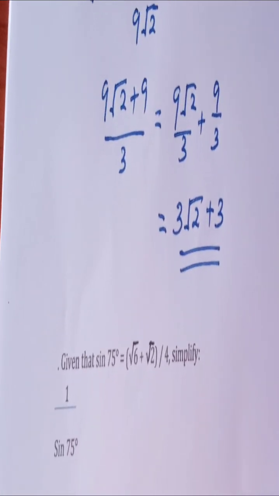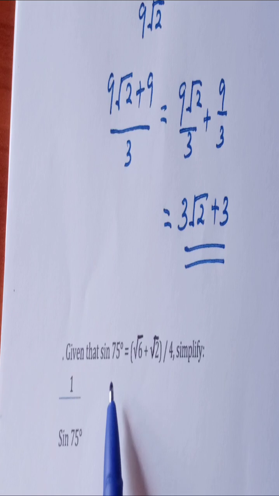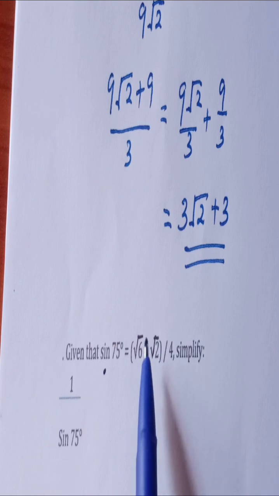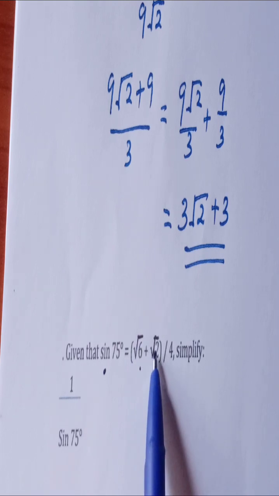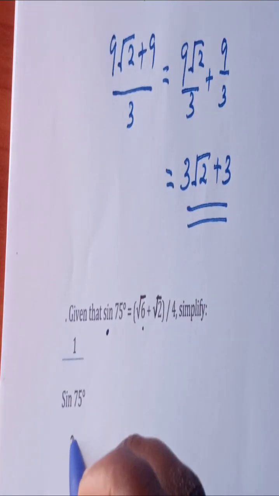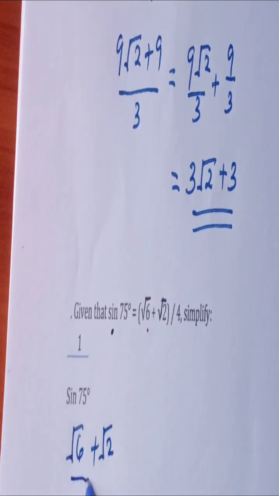Now to the second part. Given that sine 75 degrees is equal to root 6 plus root 2 over 4, simplify 1 over sine 75. So 1 over sine 75 is the reciprocal of sine 75. So we are going to find the reciprocal of root 6 plus root 2 divided by 4.